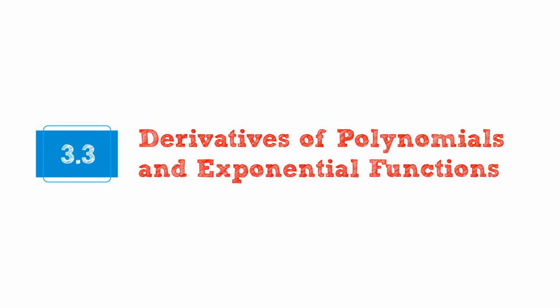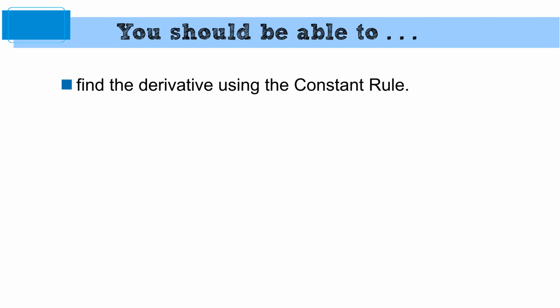Okay. So, you should be able to find the derivative using the constant rule. Okay, so let's think about that for a second. A constant rule. A constant is a number, yes? So if we have a function.